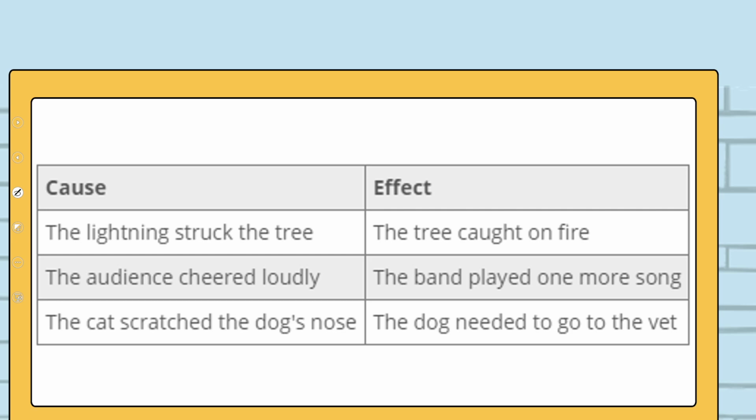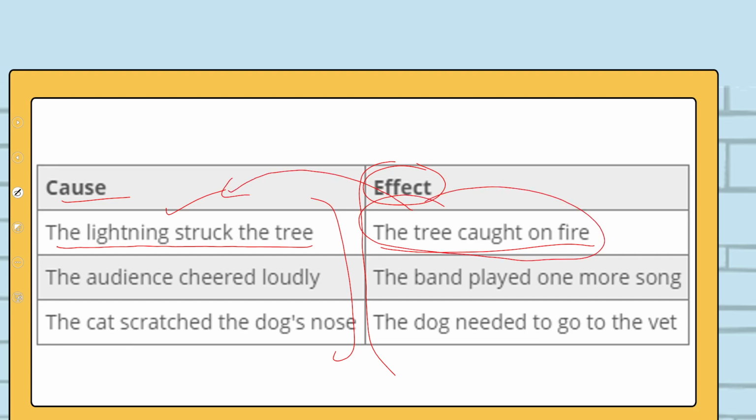All right, thank you. See, these are some causes and these are some effects that happen in the result of those causes or reasons. Number one, the lightning struck the tree. Now this as a cause, and the effect, if the lightning is striking the tree, what would be the effect? The tree caught on fire, and the tree caught on fire, we know this happened because of a cause. Similarly, the next example, the audience cheered loudly.